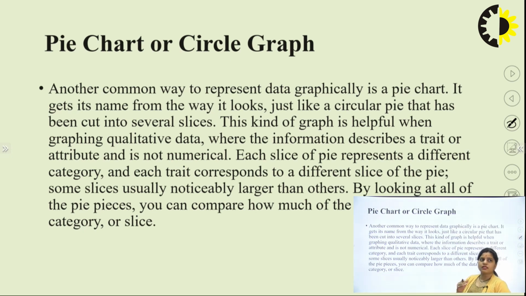This kind of graph is helpful when graphing qualitative data, just like I said for the bar graph, where the information describes a trait or attribute and is not numerical. I have already told that quantitative data is the data which is numerical. So here the information describes a trait, attributes or features of data, not numerical things. Each slice of the pie represents a different category, and each trait corresponds to a different slice of the pie. Some slices are usually noticeably larger than the others.